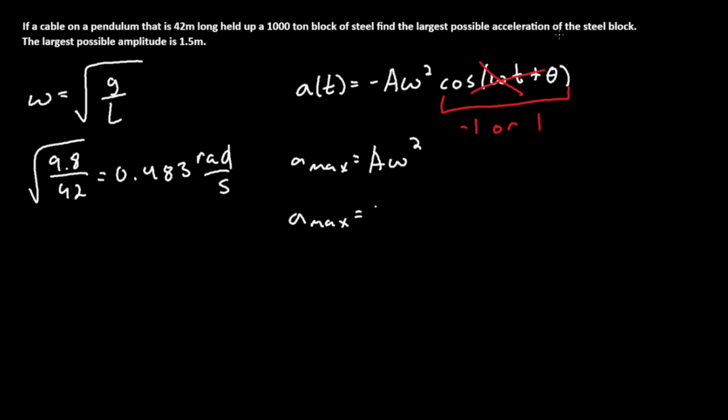So your maximum acceleration is 1.5 times 0.483 squared. And in total, that is equal to 0.35 meters per second squared, as that's the unit for acceleration.